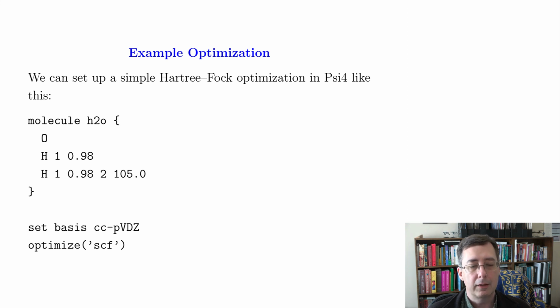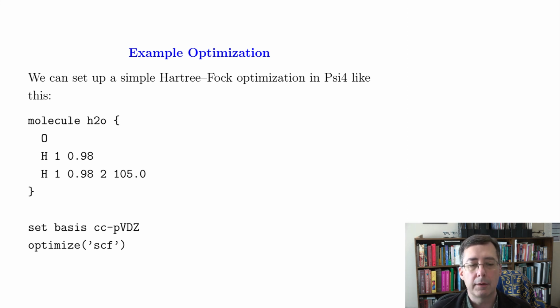The first line in the molecule section is just the oxygen atom. The next line is a hydrogen atom, and then it says it's bonded to atom number 1, which is the oxygen atom, at a bond length of 0.98. I'm just guessing. That's in angstroms. I'm thinking that an OH bond is a little less than 1 angstrom. I don't remember exactly how much. So I'm just putting in a hopefully reasonable guess geometry.